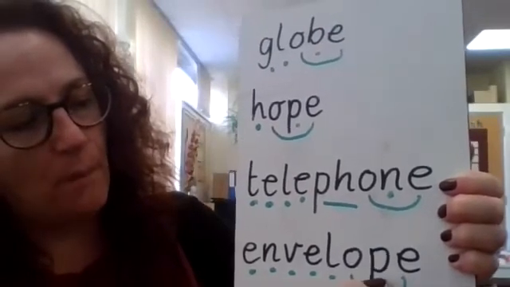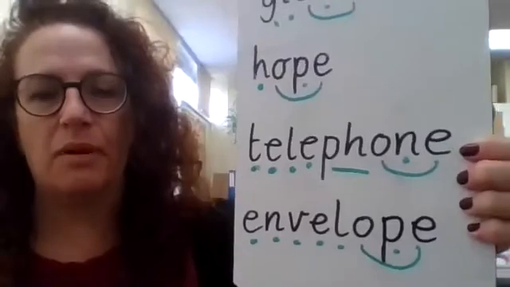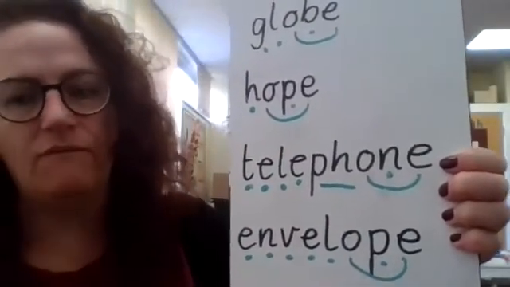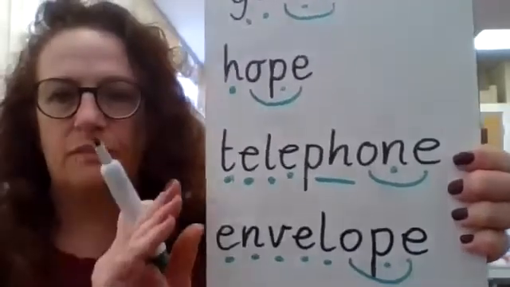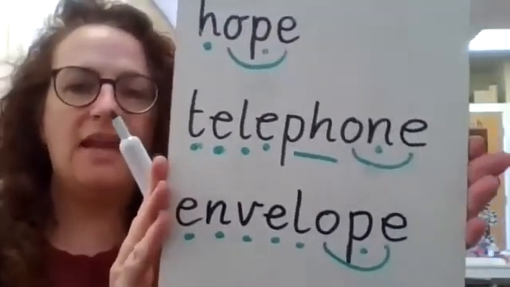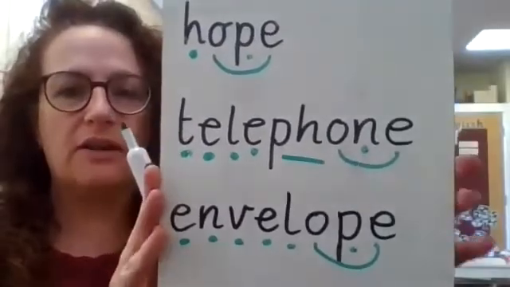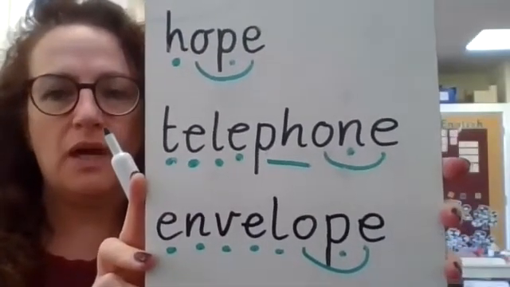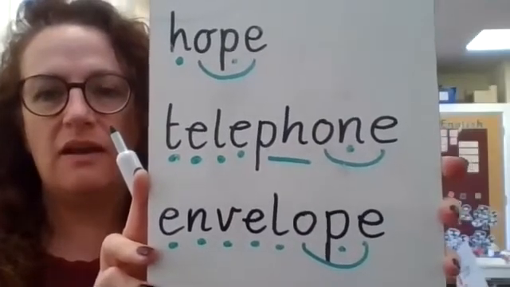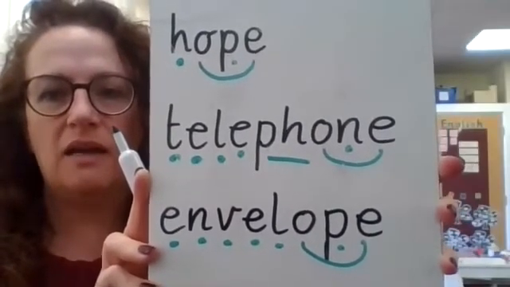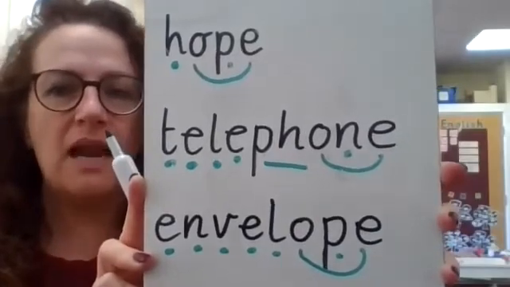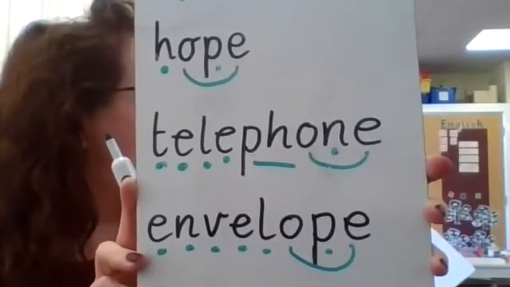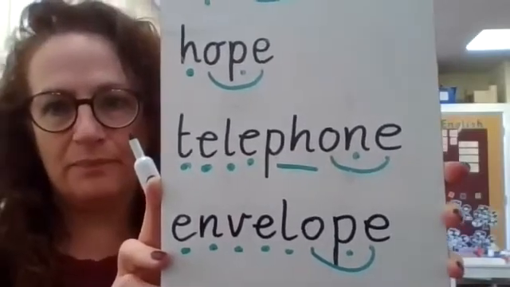envelope. Okay, look carefully, make sure all your sound buttons are in the correct place so your grown-ups can check that you know how the word is made up of sounds. Envelope. Telephone and envelope. Quite tricky, those ones. I'm hoping that you did okay with them.